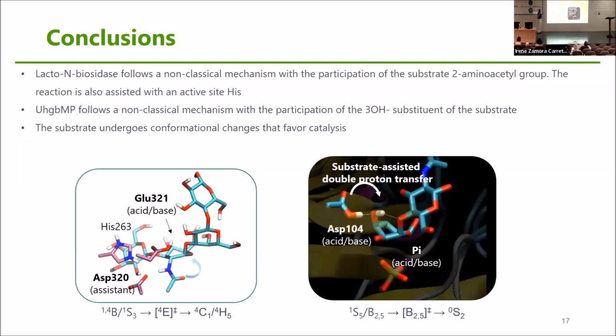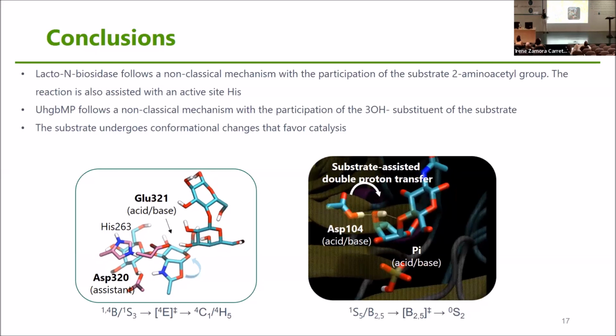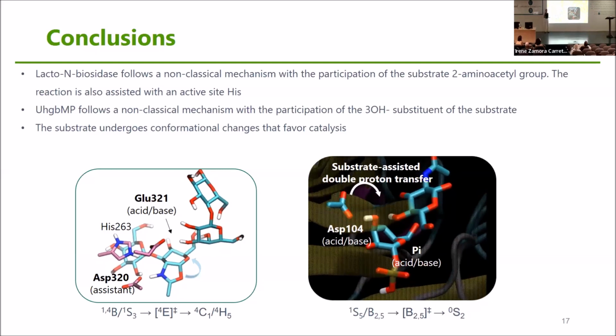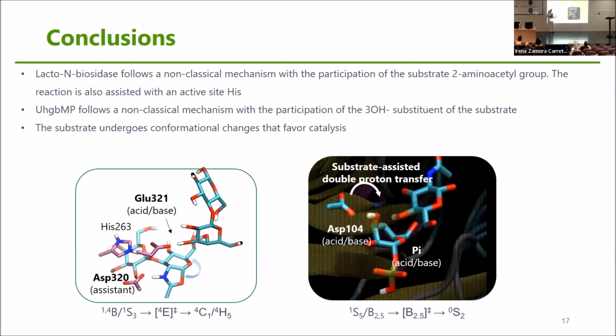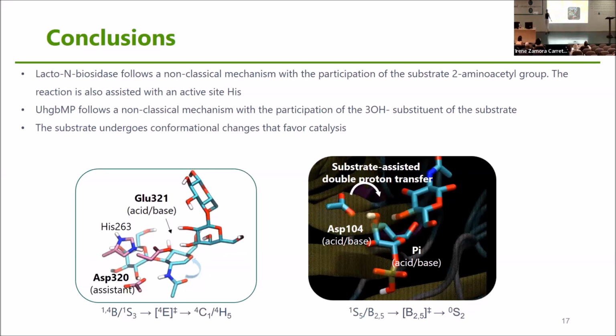So to conclude, we were able to describe two enzymes that function through non-classical mechanisms in which the substrate takes an active role in catalysis, either as a nucleophile or as a proton donor. In the first case, we also found an additional residue that we didn't expect, but that was also assisting in catalysis by switching interactions with the main catalytic residues. And we also found that both substrates underwent complex conformational changes through catalysis that were relevant for it to happen.